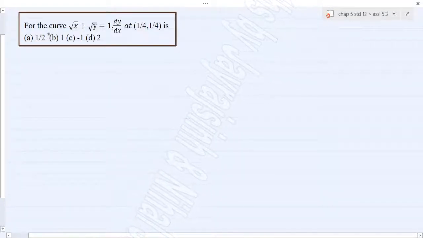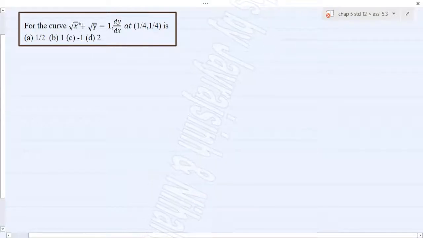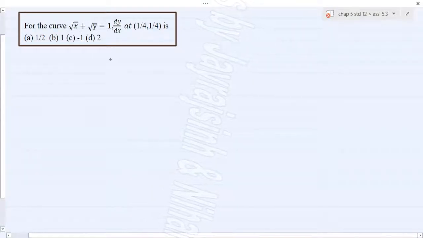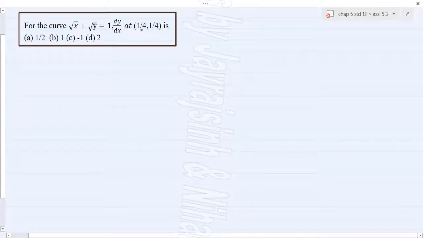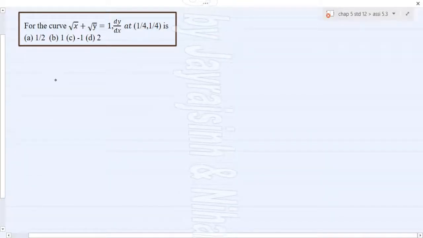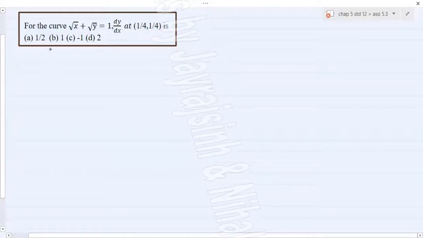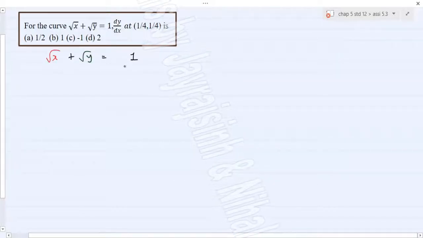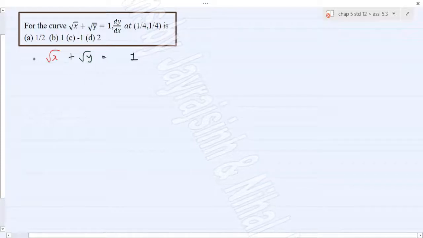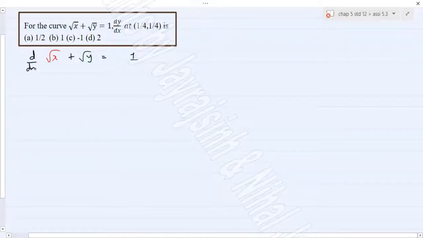In this question, we have a curve having equation root x plus root y is equal to 1. And we have to find dy by dx at the point (1/4, 1/4). So first of all, let's get our equation of the curve. And here we have it in the simplest form. So let's quickly move to the differentiation on both the sides.